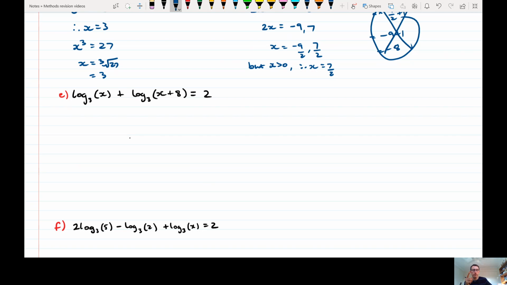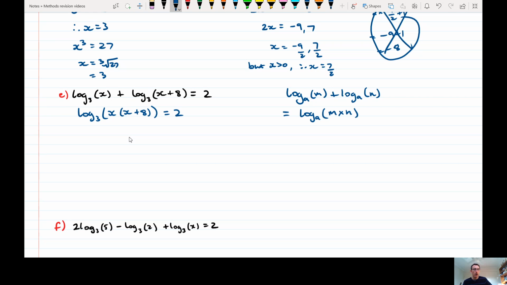I want one logarithm on the left-hand side, so one term each. So what I want to do is use my log laws. Now this one, we've got a plus between them. So we have to think way back to log laws in definitely year 11, potentially year 10, maths depending on class. Get the same base, so you can multiply the bits inside the logarithm. So this means we have log base 3, they both have a base of 3, of x bracket x plus 8 like this equals 2.